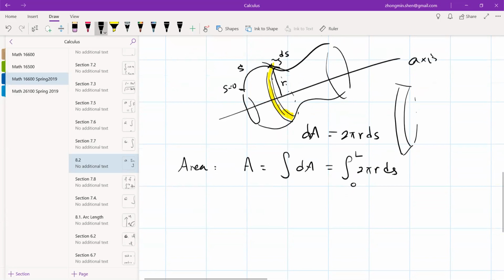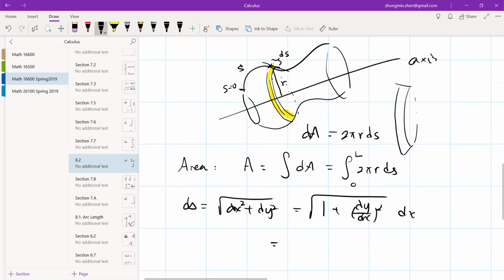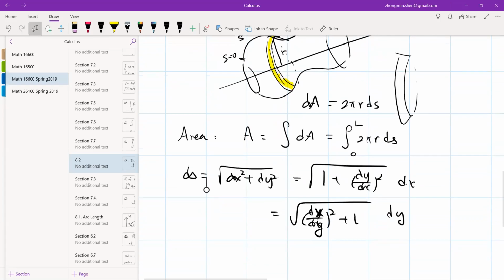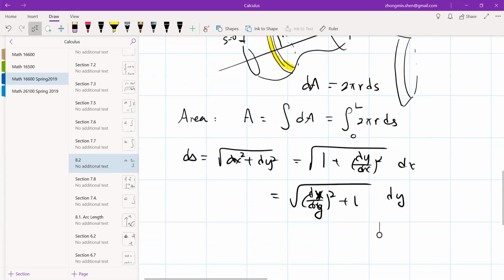yeah, you can replace ds, right? ds is usually going to be the square root of dx squared plus dy squared. This can be written as the square root of 1 plus (dy/dx) squared times dx. Okay, this also can be changed to the square root of (dx/dy) squared plus 1 times dy. Okay, in either form. You can even parameterize this curve using another parameter. Then this will be the square root of x'(t) squared plus y'(t) squared times dt. Okay.